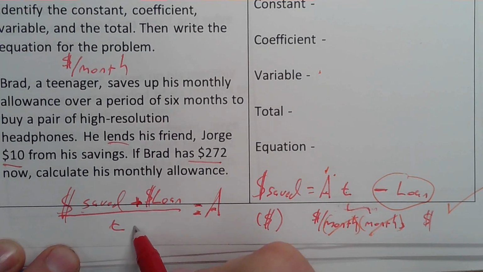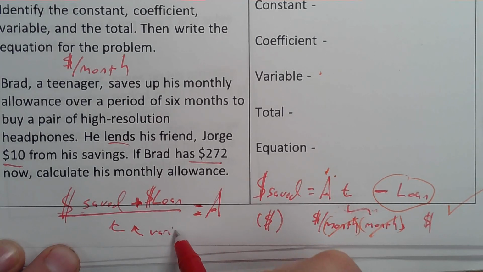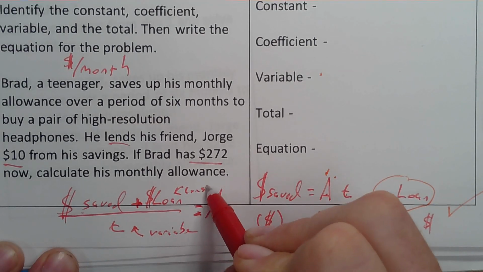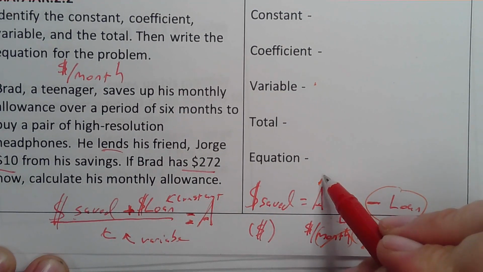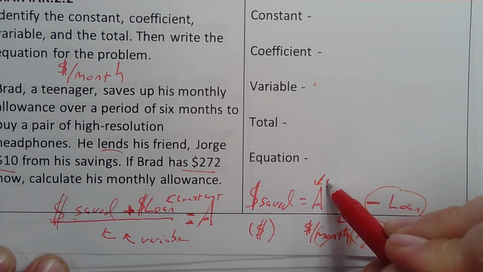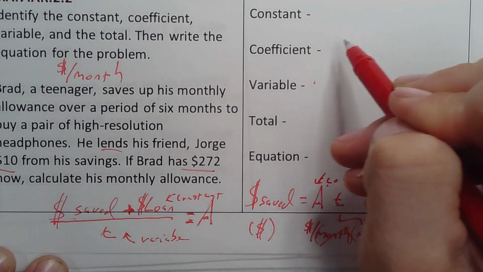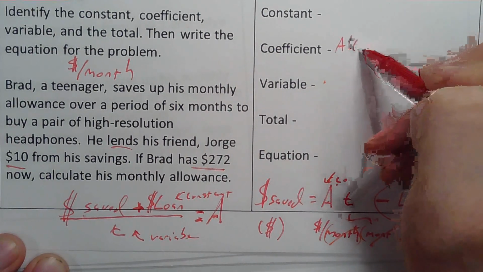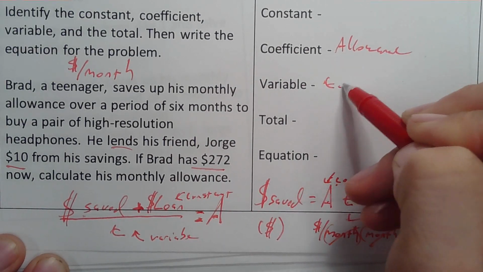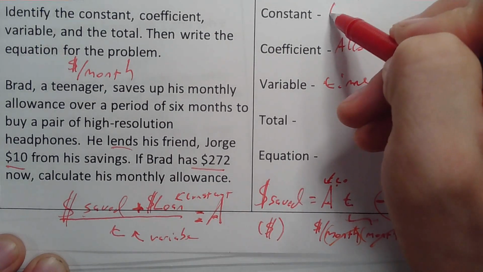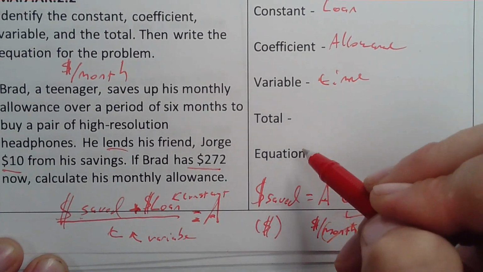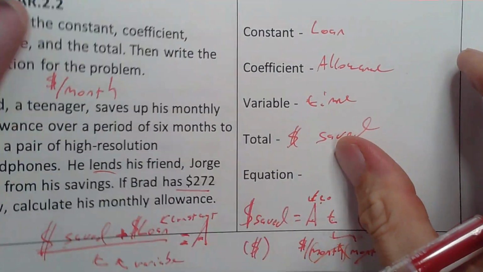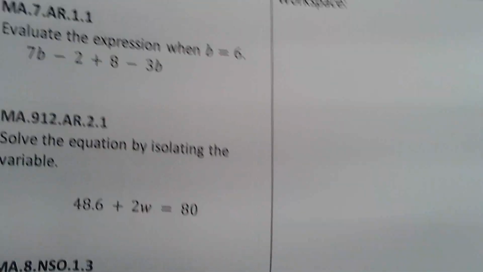So t is going to be our variable, and these are dollars and dollars. This is going to be our constant. But in this equation here, this is our coefficient. So our allowance rate is our coefficient. Our variable is time, the loan is the constant, and the total is the amount saved. Okay, there's that one. 5 minutes. Okay, let's see if we can pick up speed here.